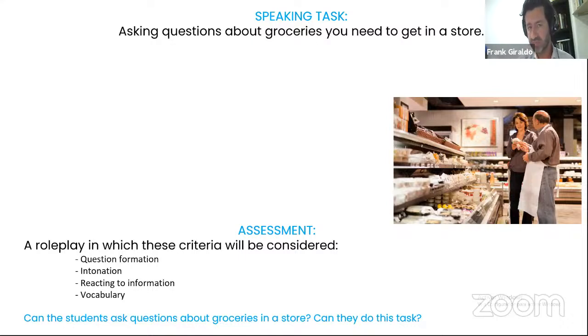When you do assessment through a task, the final question will be the one you see at the bottom. Can the students ask questions about groceries in a store? Can they do that? Do they have problems with grammar? Okay, fine, they have problems with grammar, but can they do that? Can they ask questions about groceries in a store? Once you have these two fundamentals, then teaching happens.